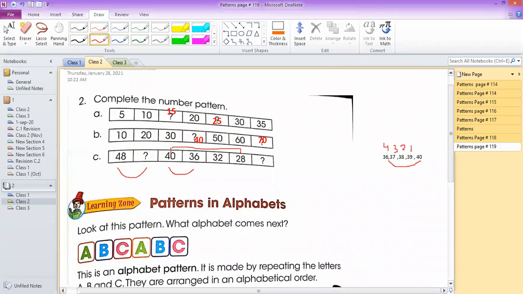Same here. If you go back from 36 four times, you will find 32. One time, 35, two times, 34, three times, 33, and four times, 32, right? Now, you have to find out this missing number. Go back four times from 48 and find the answer. Subtract four. From 48, go back four times and tell me the answer. Four times, because this is the same pattern. In the whole pattern, you are going back four times, right? Yes.